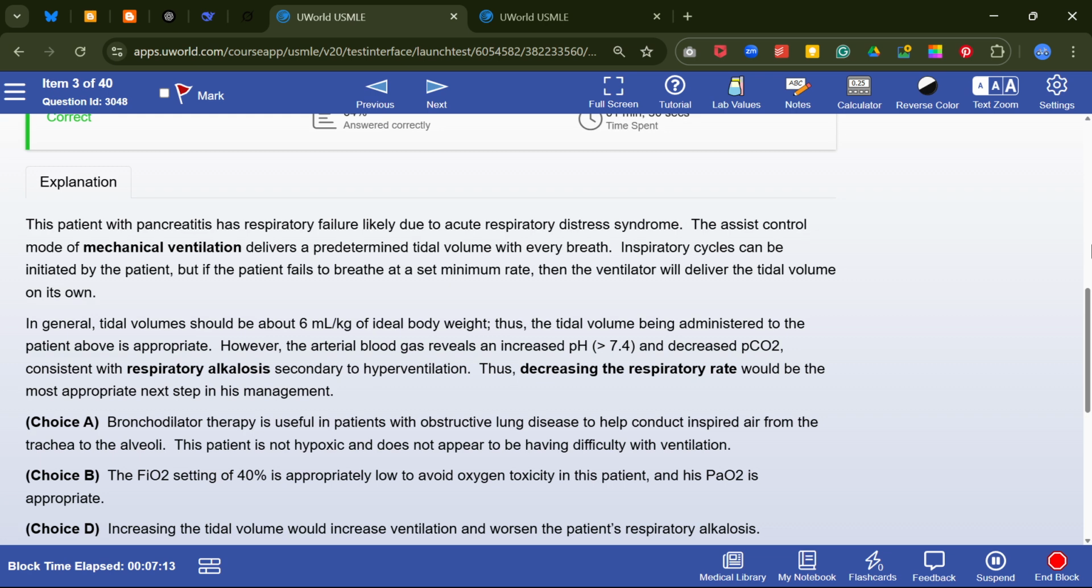However, the arterial blood gas shows increased pH more than 7.4 and decreased PCO2, consistent with respiratory alkalosis secondary to hyperventilation. Thus, decreasing the respiratory rate would be the most appropriate step in the management.